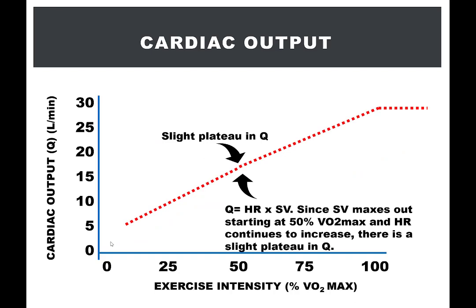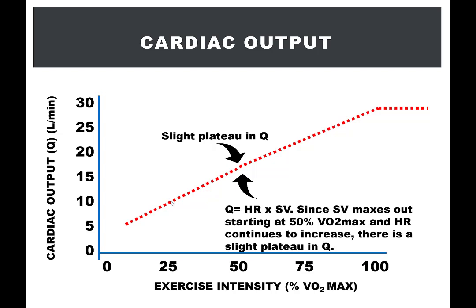Okay, so now what about cardiac output, or Q for short? Remember, Q equals heart rate times stroke volume. Therefore, cardiac output is the amount of blood ejected from the heart every minute. So first, let's see how cardiac output changes from rest to about 50% VO2 max. As you can see, it increases proportionally to exercise intensity.